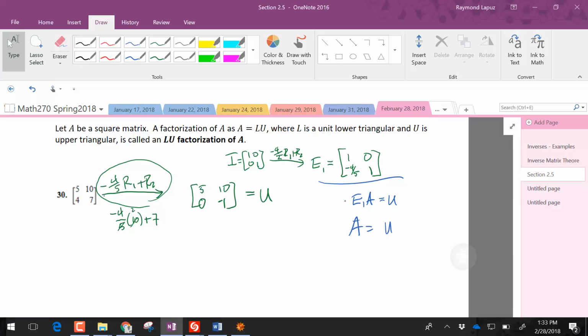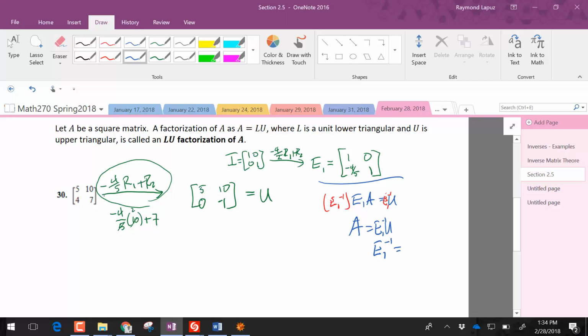So what we really want to do is multiply both sides by E1 inverse on the left. I was using my right hand. Sorry about that. Apparently, I don't know my left and right either. So this is what we have: E1 inverse.